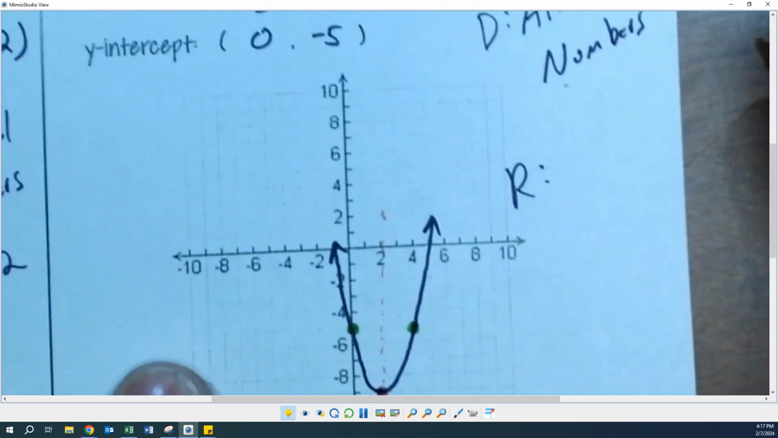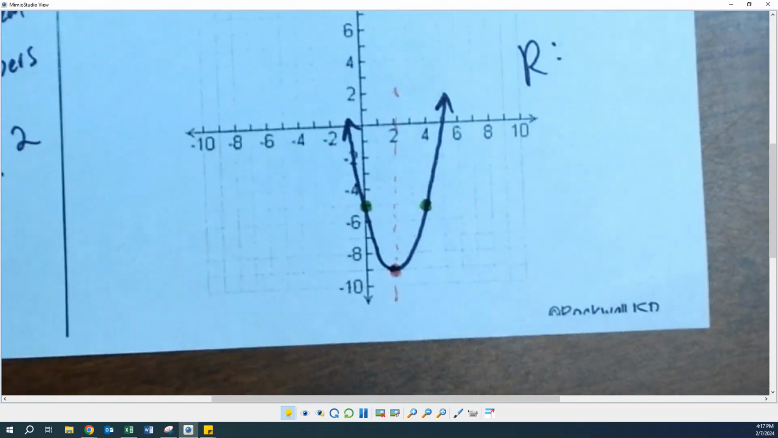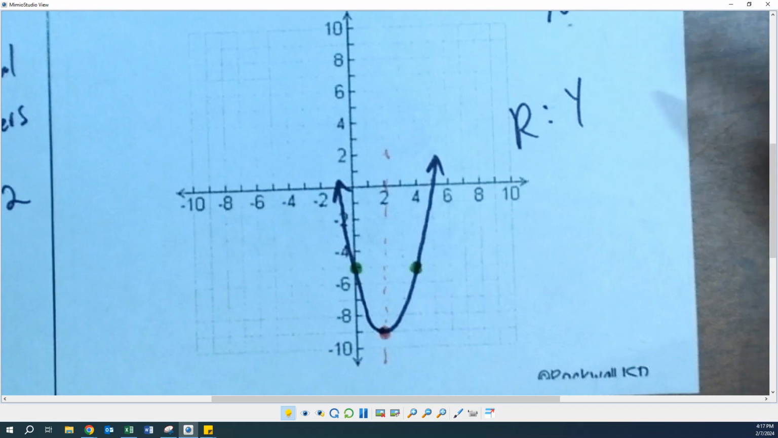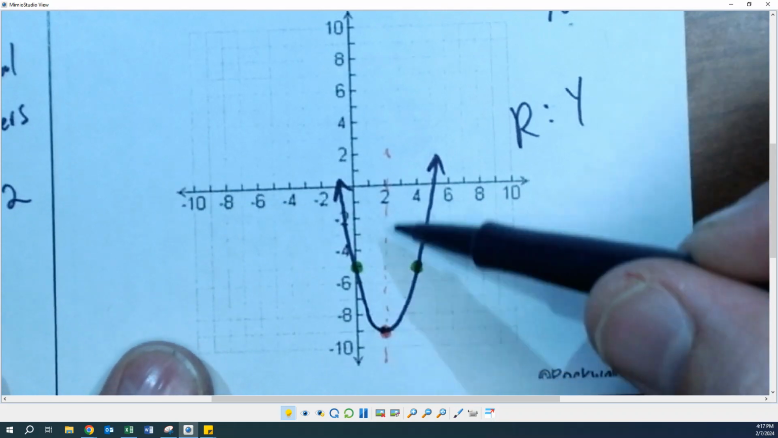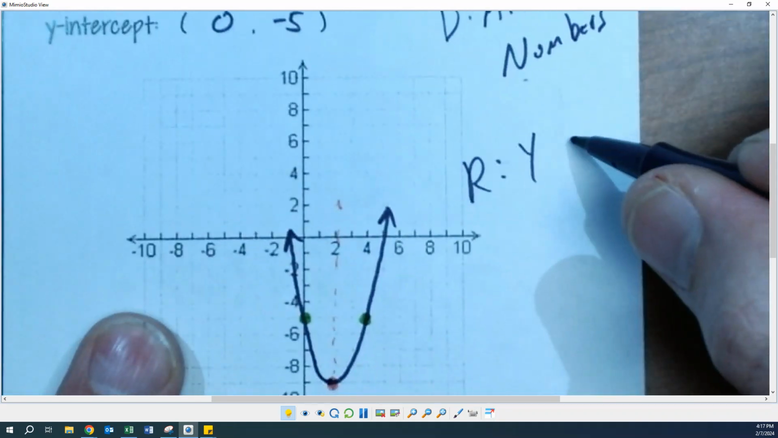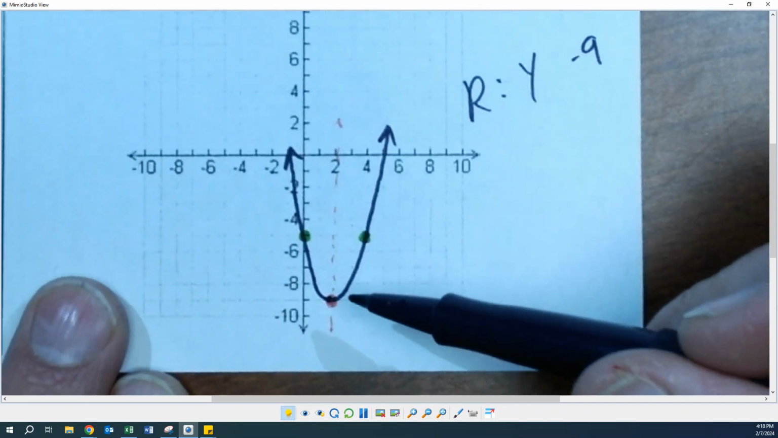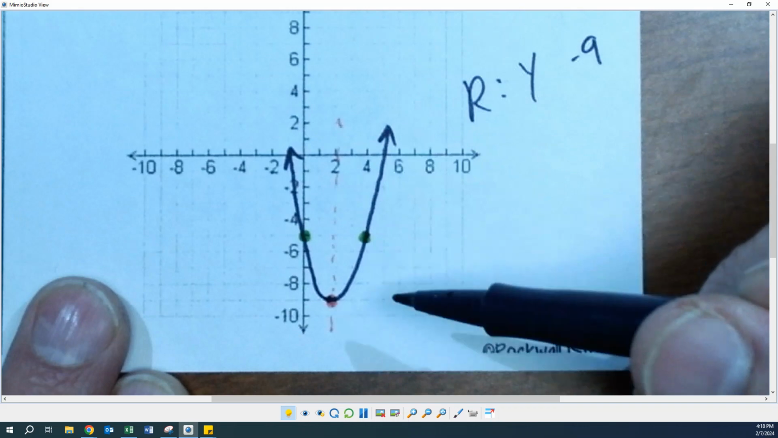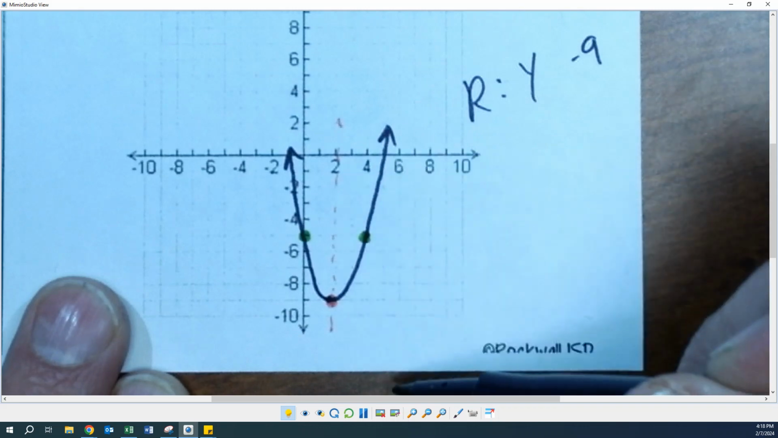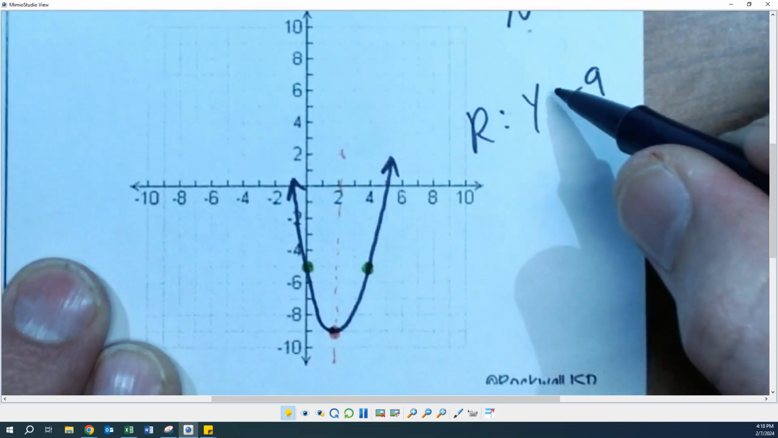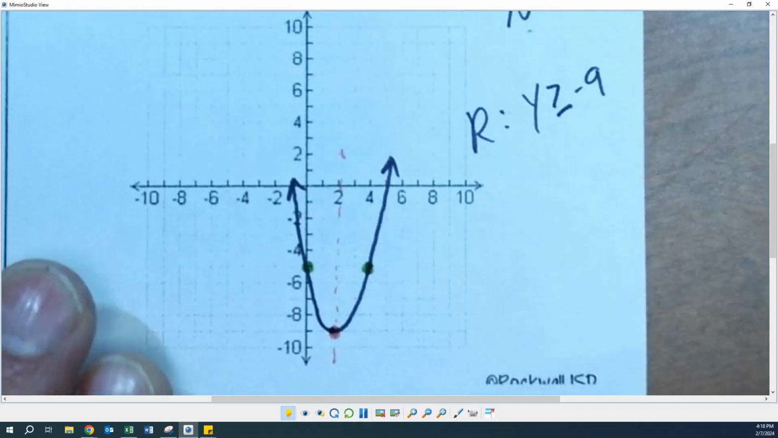Range will naturally have a restriction because it's a parabola and it's squaring. Range is always tied to your y value, and it's always tied to the y value at the vertex, which in this case is negative 9. And so you have to look at the graph and decide whether you want the values above negative 9 or below negative 9. And we have the graph going above it. So all the y values that are greater than or equal to negative 9.